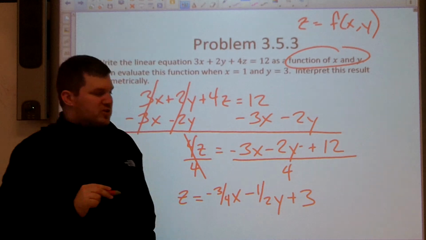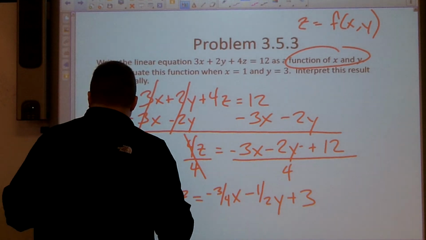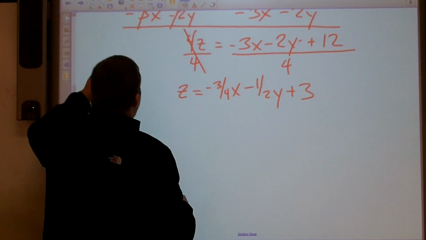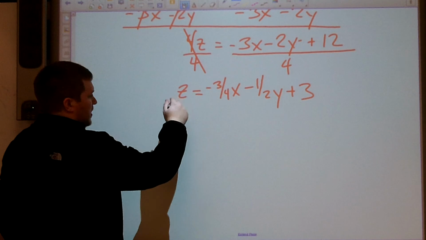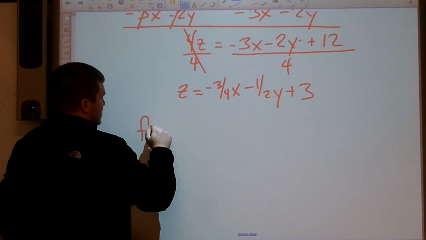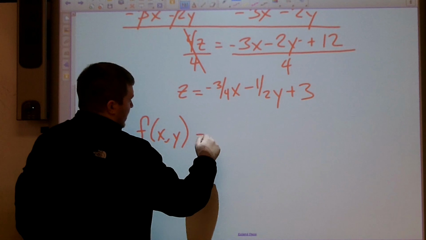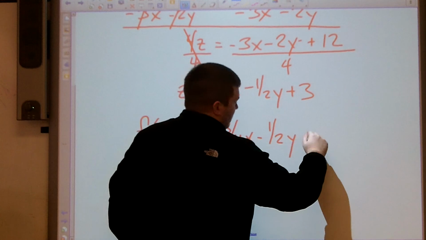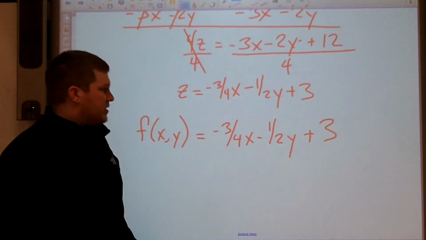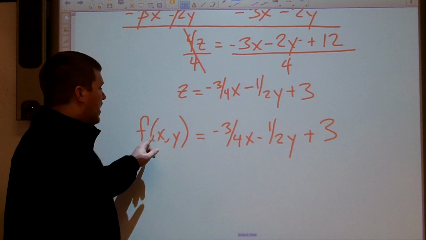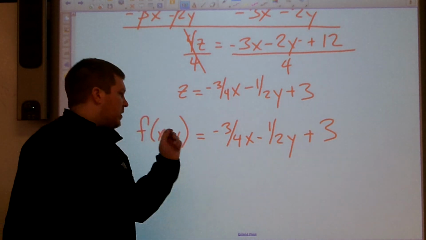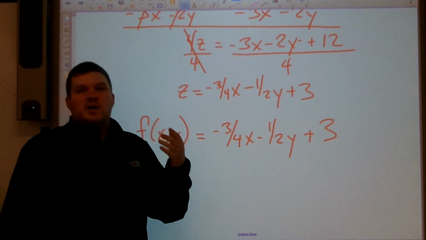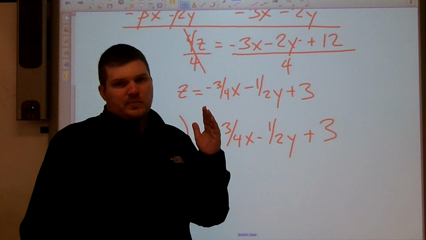Now I went ahead and simplified as much as I could, okay? So we have z by itself, so that's great. But now what we need to do is to replace z with f of x, y. So f of x comma y is equal to negative 3/4 x minus 1/2 y plus 3. Pretty easy. So what that means is I have a function and my input variables, I have two input variables now, x and y are my inputs, and z, or f of x comma y, is my output. That's what comes out of my machine now.